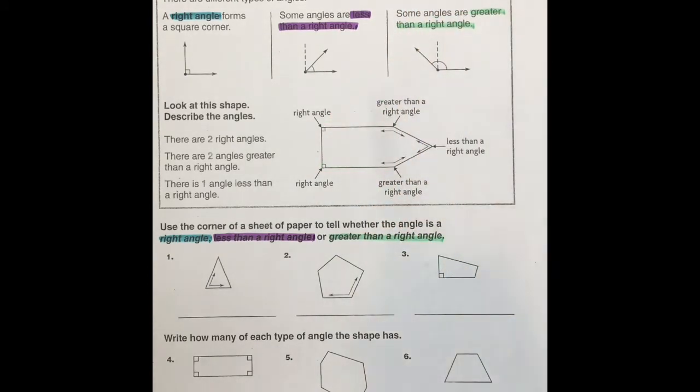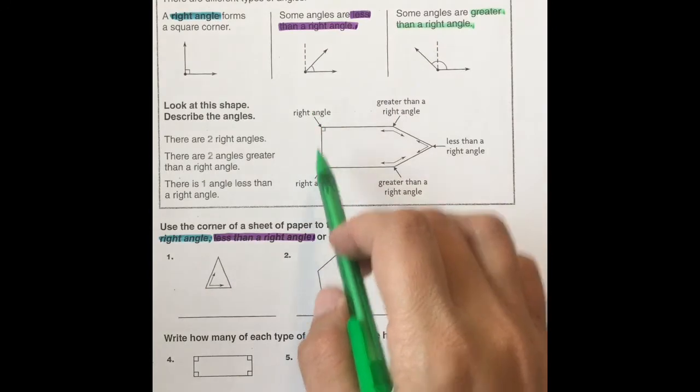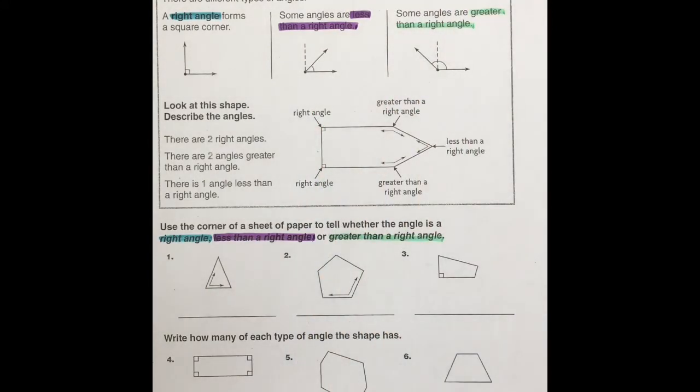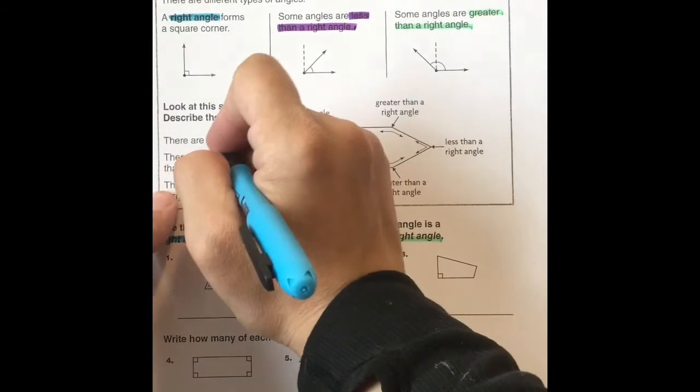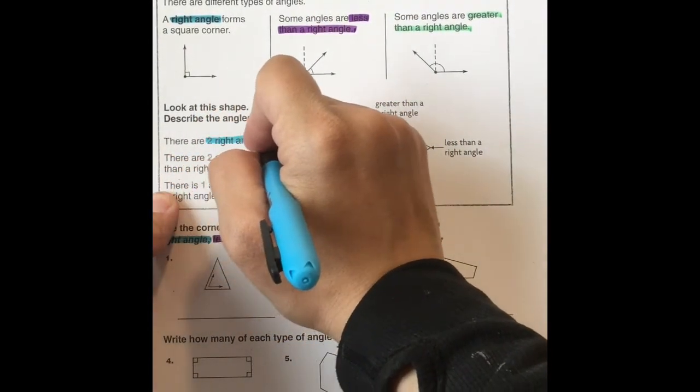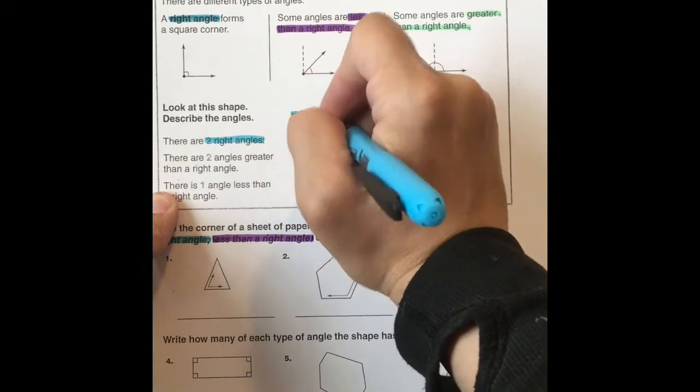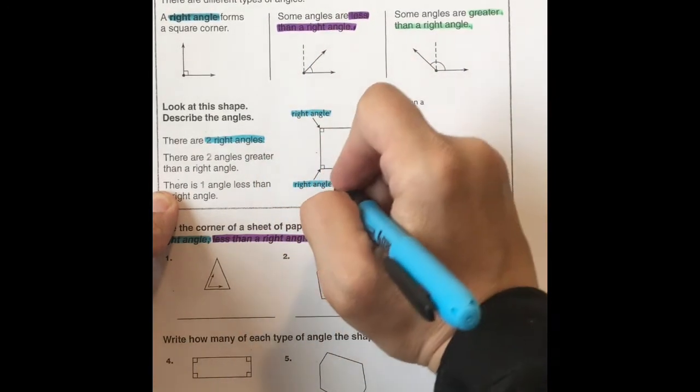So let's take a look at this shape, which wants us to describe what angles we see. Right here, I see 2 angles that have that perfect square corner. That means they are right angles. So I have 2 right angles on this shape.